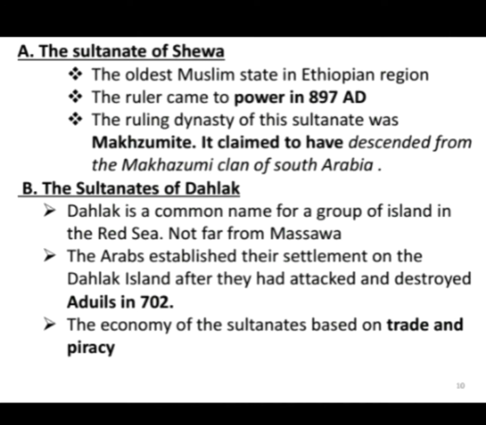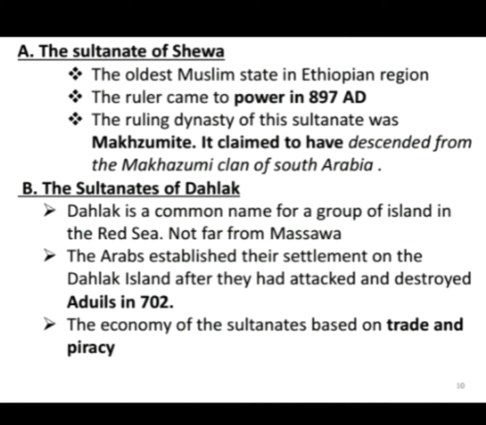Looking one by one at the Islamic sultanates of Ethiopia, the first one is the Sultanate of Shewa. Shewa was the first, the oldest, Muslim sultanate in the Ethiopian region. The ruler came to power in 897 AD. The ruling dynasty of the sultanate was the Makhzumite dynasty, a descendant of the Makhzum clan of Saudi Arabia.